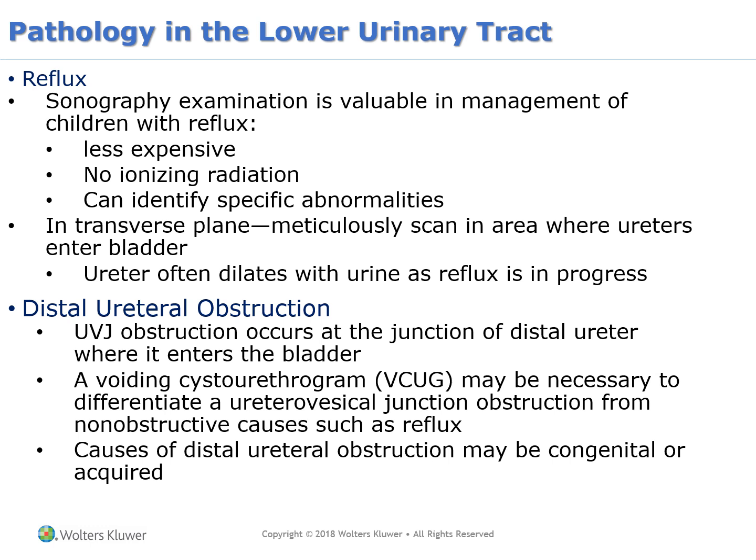If there's going to be reflux occurring there, the ureter often dilates with urine as the reflux is in progress. So that may be one of the ways that you can diagnose that, along with the dilated ureter and other such events. Distal ureteral obstruction, this would be at the UVJ, or the ureterovesicular junction. That obstruction occurs at the junction where it enters the bladder, right at the corners of the trigone. As I mentioned, a voiding cystourethrogram, which is done under live x-ray, can be required to differentiate UVJ obstruction from other non-obstructive causes such as reflux.